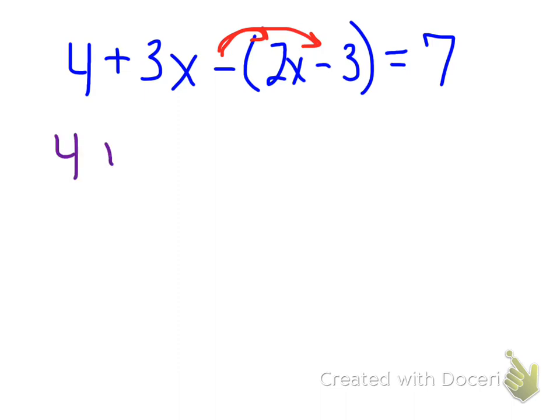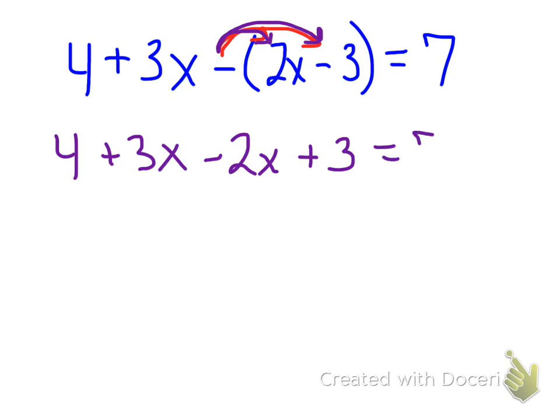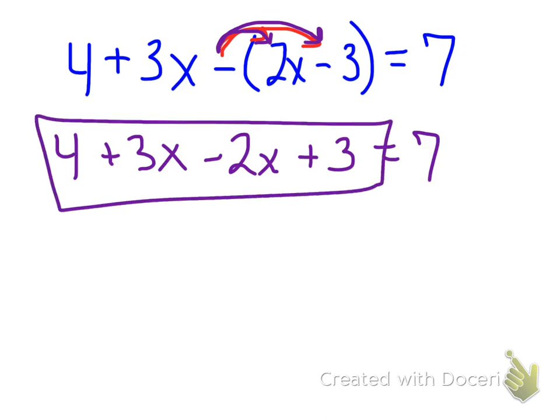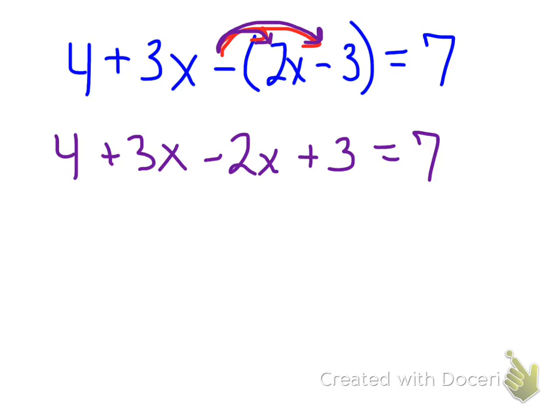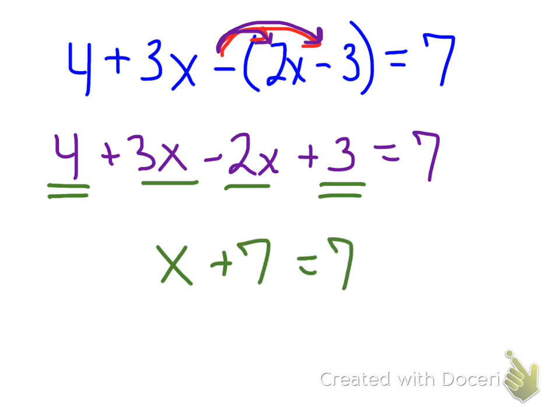So I have a 4 plus 3x. Those do not change. When I distribute the negative 1 times 2x, I get a negative 2x. And when I distribute the negative 1 to a negative 3, negative 1 times negative 3 is a positive 3. And that equals 7. Now on the left side of my equal symbol, I'm going to go through and combine like terms. So I end up getting 3x and negative x is positive 1x. 4 and 3 is positive 7, equals 7.